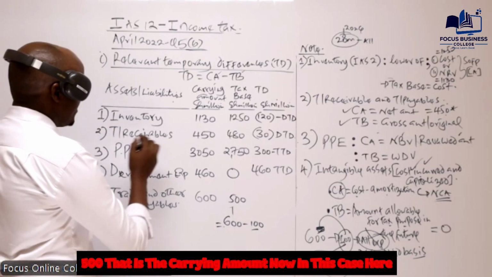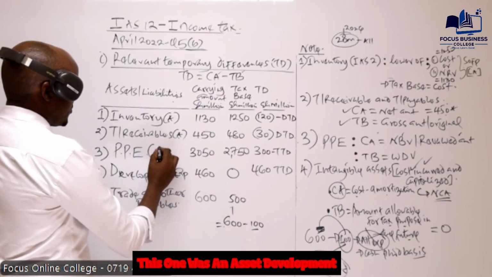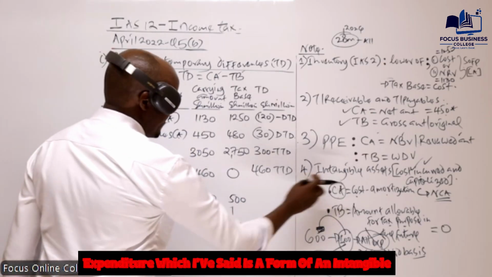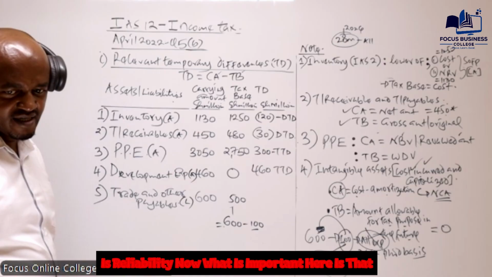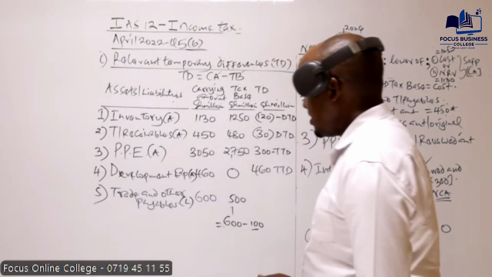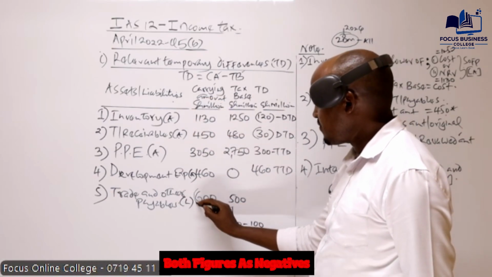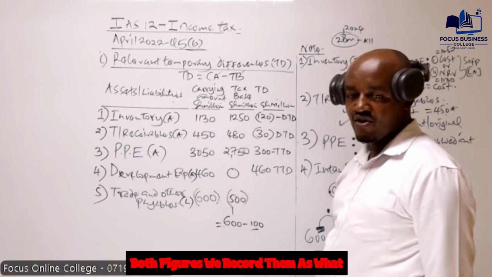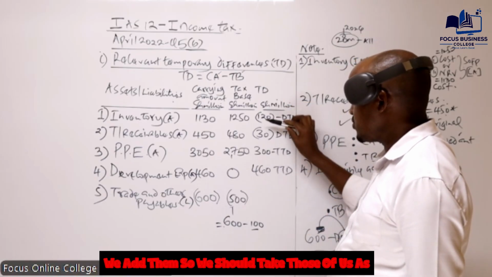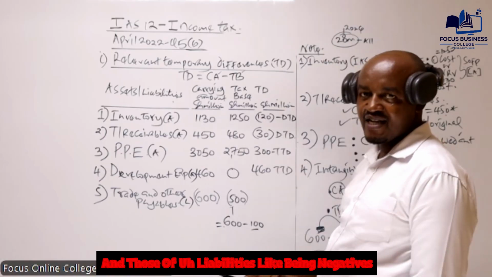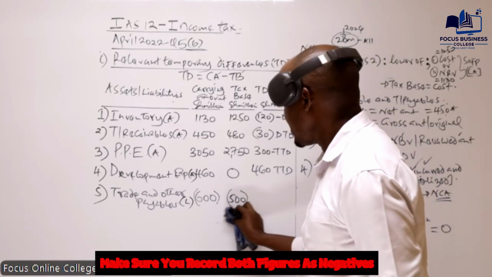Now, it is also important for you to note that the first item here was an asset. Development expenditure, which I've said is a form of intangible asset. This one is still an asset, but this one is a liability. What is important here is that anytime you come across an item of a liability, you record both figures as negatives. Because by the end of the day, we will take these temporary differences and add them. So we should take those of assets and those of liabilities as being negatives. So if you come across a liability, make sure you record both figures as negatives.